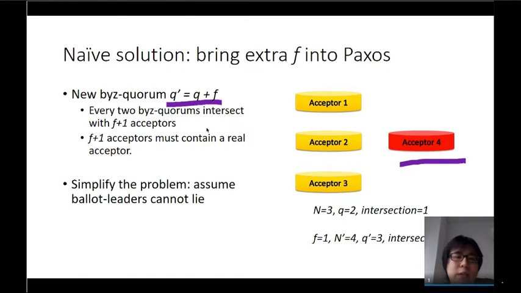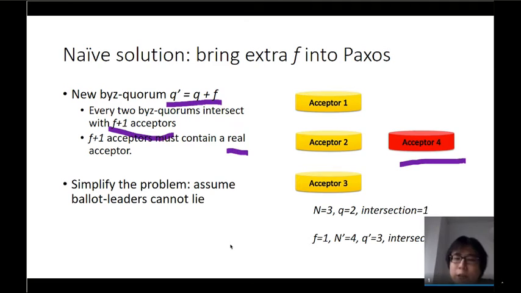Previously we had the quorum size as Q. Now we have F extra fake acceptors. We can just increase the quorum size to Q plus F. We call this a biased quorum. Now every two biased quorums will have at least F plus 1 acceptors in common, and those F plus 1 acceptors will contain at least one real acceptor.